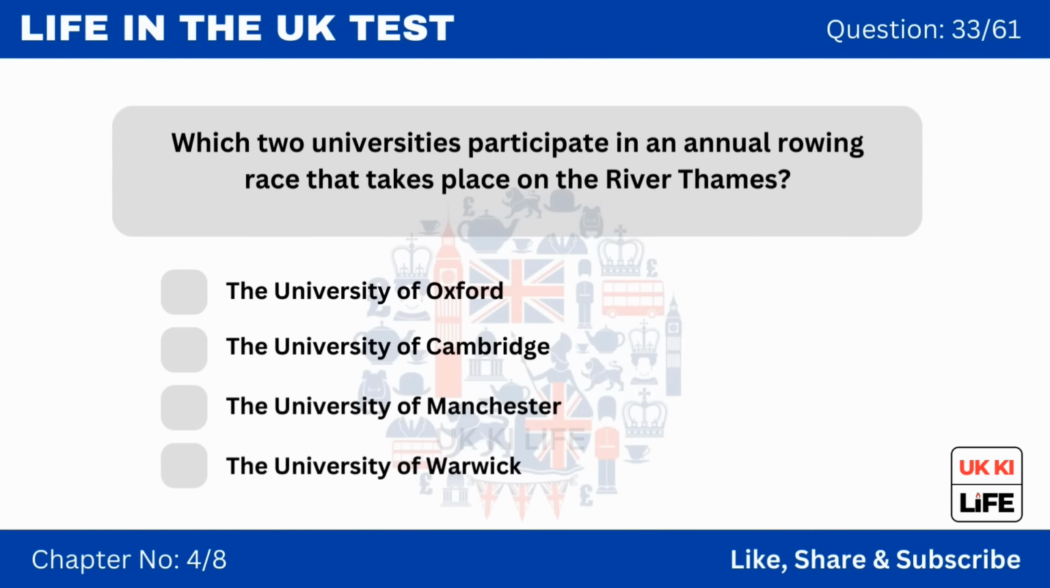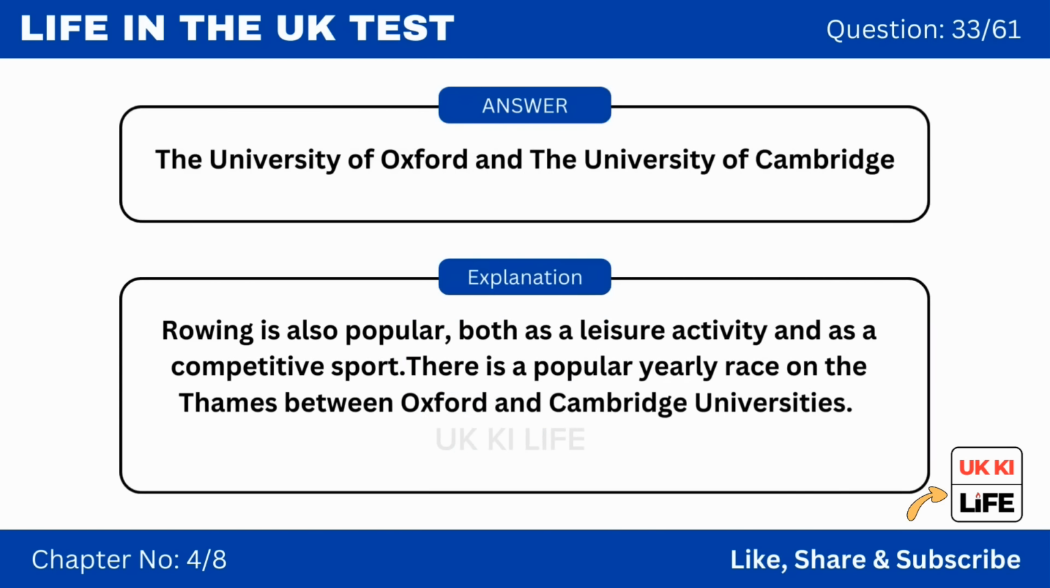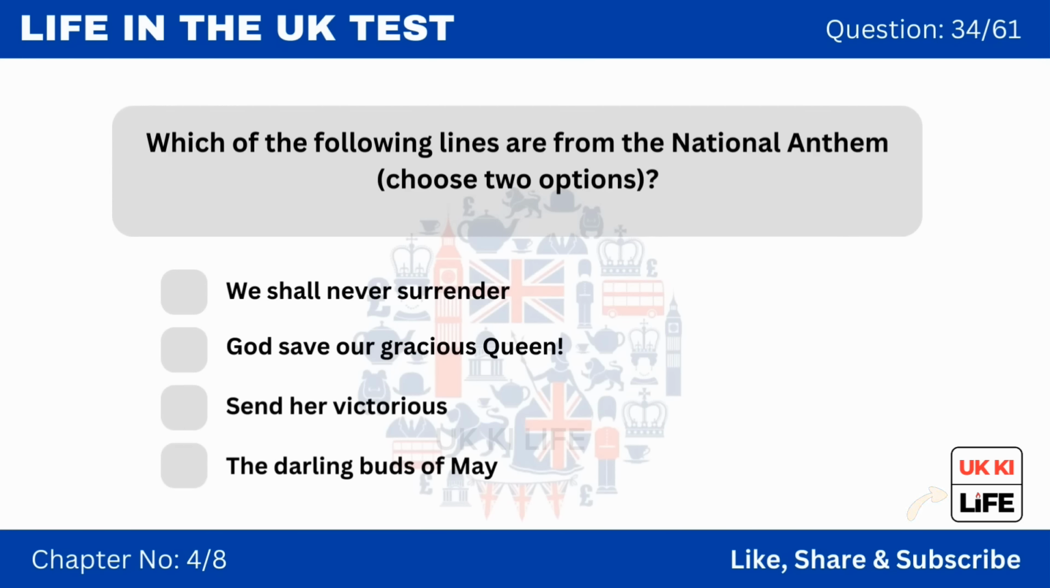The correct options are A and B. Explanation. Rowing is also popular, both as a leisure activity and as a competitive sport. There is a popular yearly race on the Thames between Oxford and Cambridge universities. Question 34. Which of the following lines are from the national anthem? Choose two. Options. We shall never surrender. God save our gracious Queen. Send her victorious. The darling buds of May.